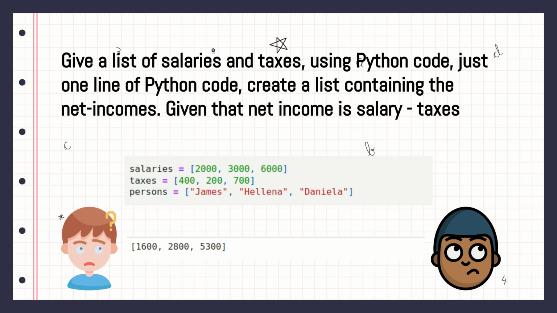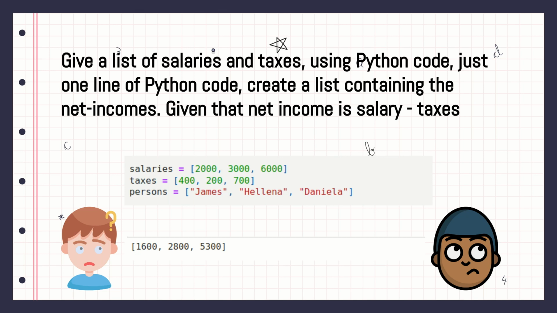I have a list of salaries and a list of taxes. To find the net income for the first element, you take 2000 minus 400, which gives you 1600. You can see at the bottom list you have 1600. That's basically what you're supposed to do: calculate the net income of the individual by taking their salary minus the taxes that they have to pay. I want you to do this for me in just one line of Python code.